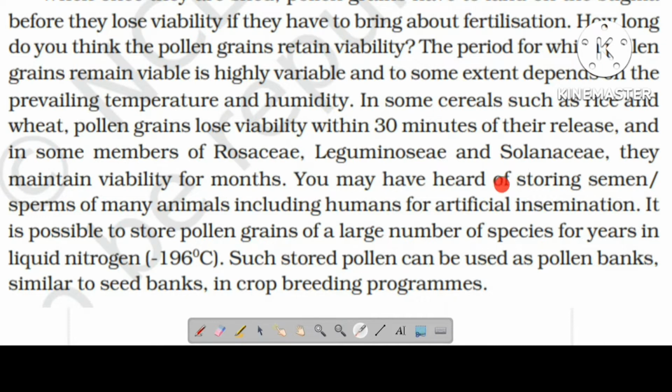You may have heard of storing semen or sperms of many animals, including humans, for artificial insemination. It is possible to store pollen grains of a large number of species for years in liquid nitrogen, say minus 196 degrees Celsius. Such stored pollen can be used as pollen banks, similar to seed banks in crop breeding programs.